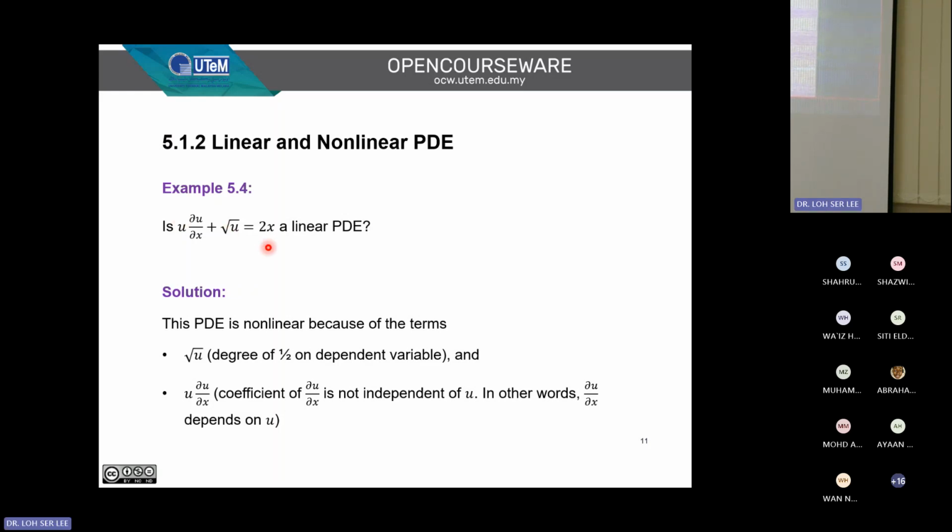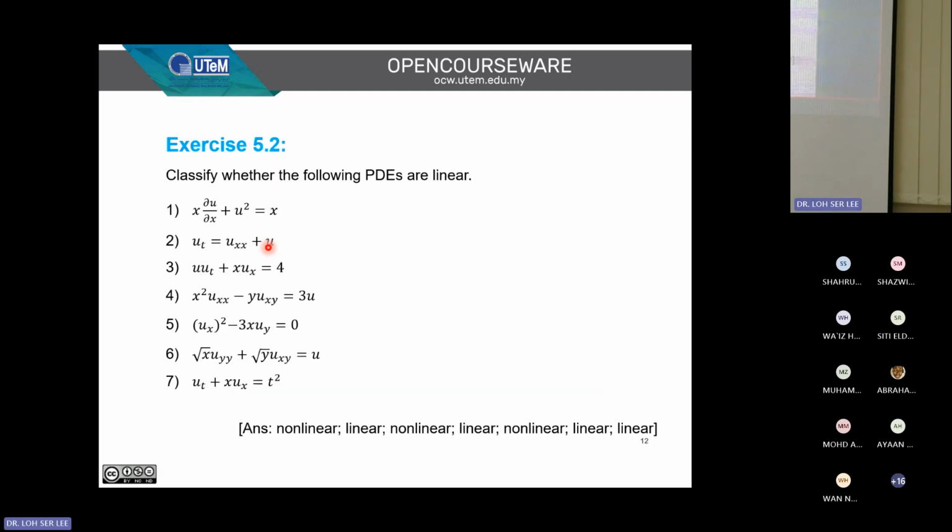Any questions for this one? No. Okay, now we go through this one. Is this linear? No, because of the square on the U term. The second criteria is being satisfied, because the coefficient here is X, not U. The U coefficient is +1, no issue. If you just get the square, it makes it a non-linear PDE.